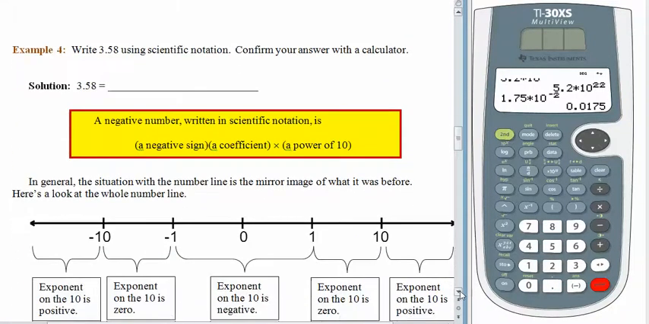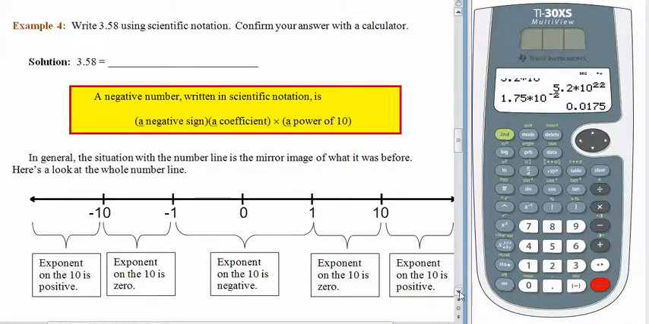Wow, this one doesn't have very much space, does it? Hopefully that's a good sign for us. Our job is to write 3.58 using scientific notation. I know, it's not a really big or really small number, but that's okay, because if you're in a situation where you need to use scientific notation, it's convenient to use it for all of the numbers that you have at a particular time, not just the ones that are exceptionally long.